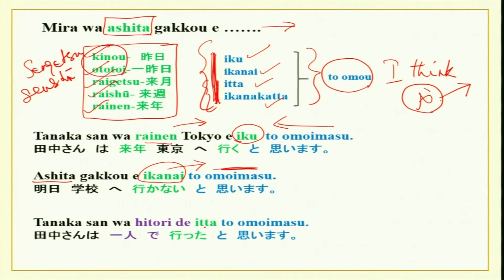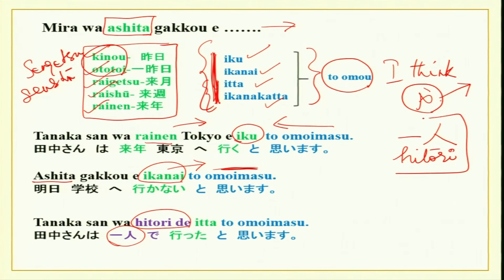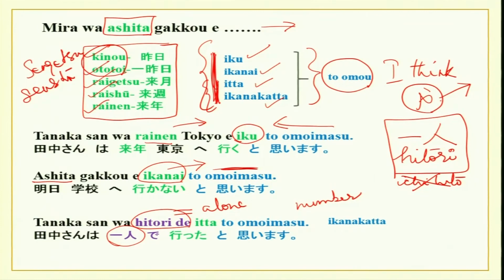Then, Tanaka-san wa hitori de itta to omoimasu. I think he went alone. Now, this is a very simple kanji, ichi and hito, which has a special reading, hitori. You can see and remember this, it is not ichi hito, it is hitori, and hitori is a special reading. Particle de is used to show number. So, hitori de, alone. And ikanakatta, past tense, Tanaka-san wa hitori de ikanakatta to omoimasu.